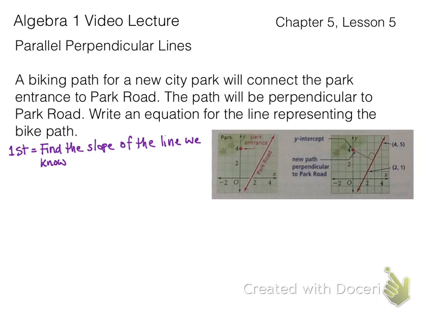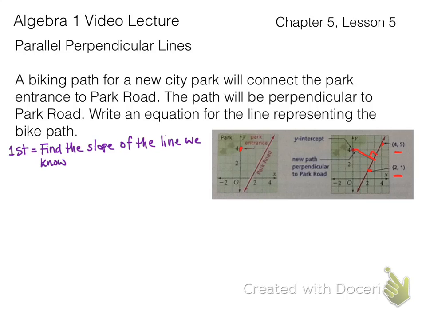All right, and it's really hard to see, but the park entrance is right there. It's that red dot right there, and that's the same red dot right there. Okay? And they also give us points here and here, so these things are going to be important. All right, so the path will be perpendicular to the park road, which is what you can see right there.